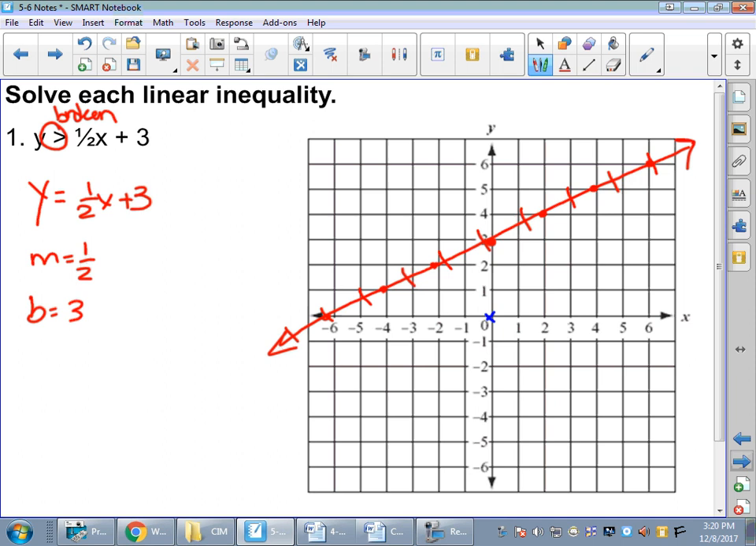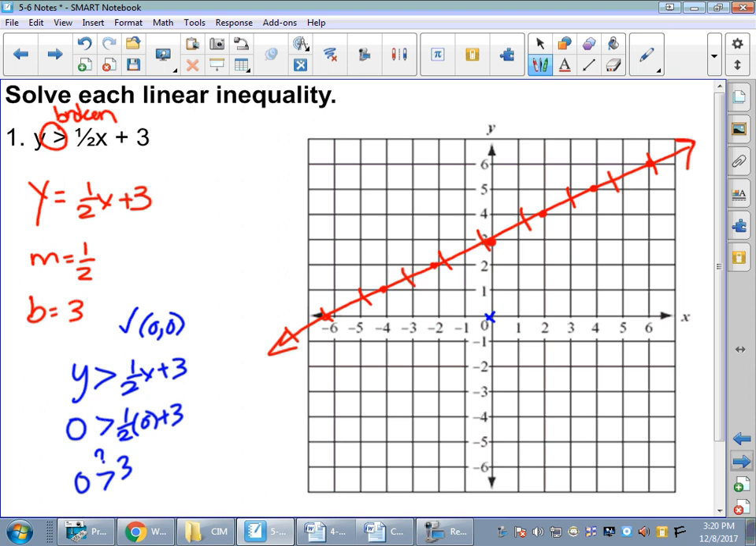If I check the point 0, 0 in the original inequality, I'm wondering, is 0, 0 a solution to the inequality? So 0, 0 is representing every point in the half plane below that boundary line. So I'm going to take the original inequality, 1/2 x plus 3. I'm going to replace the y with 0. I'm going to replace the x with 0, and I'm just going to check it. Is 0 greater than 3? That is a false statement.